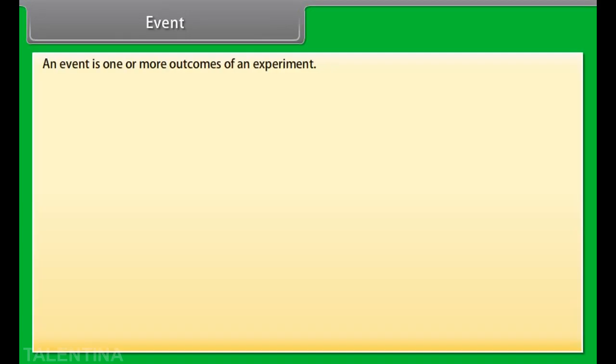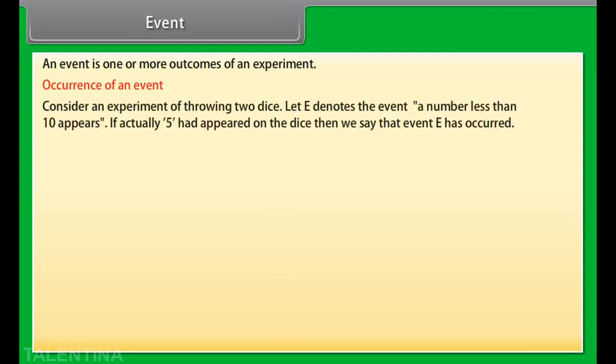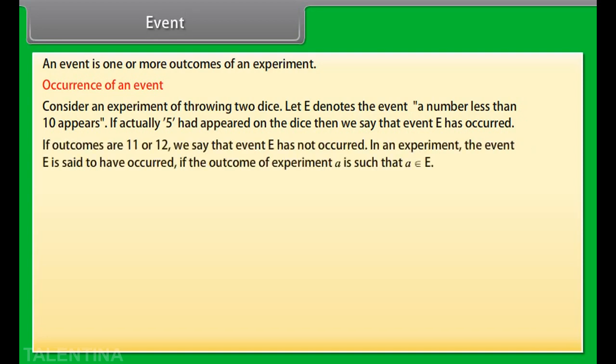Event. An event is one or more outcomes of an experiment. Occurrence of an event. Consider an experiment of throwing two dice. Let E denote the event: a number less than 10 appears. If actually 5 had appeared on the dice, then we say that event E has occurred. If outcomes are 11 or 12, we say that event E has not occurred. In an experiment, the event E is said to have occurred if the outcome of experiment A is such that A belongs to E.